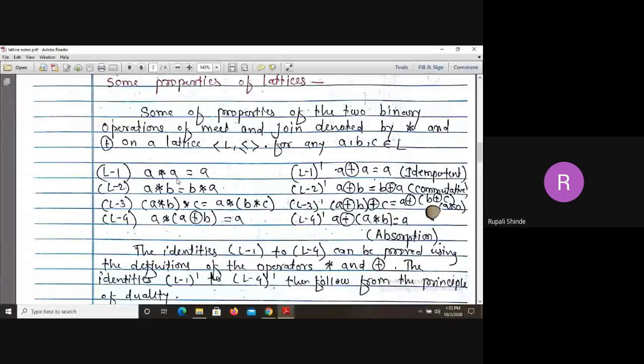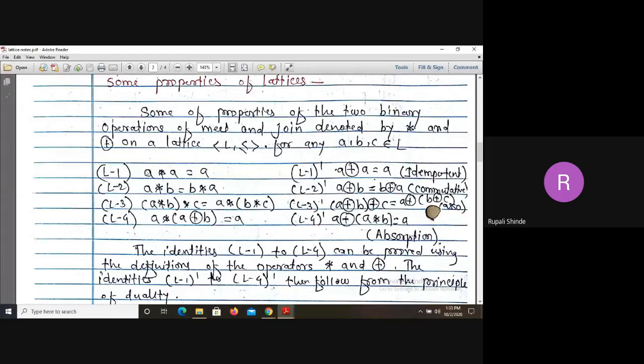A star A is equal to A. This is the property for the meet operation, and the second one is A XOR A is equal to A. This is the property for the join operation. The first property is denoted by L1 and the second property is denoted by L dash 1, its complement. So the first one is denoted by the original operation and the second one is denoted as its complement. Just remember that a lattice satisfies the idempotent property.